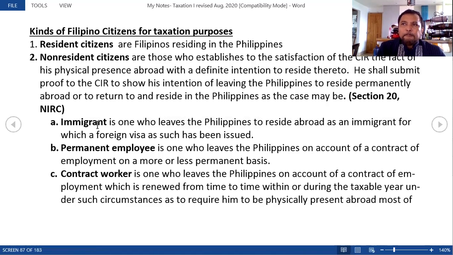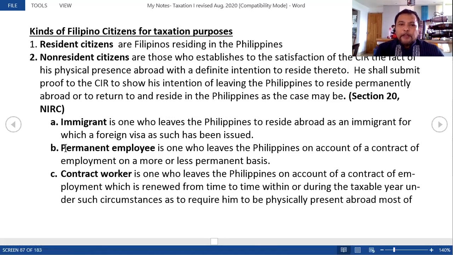Now, we have the double citizenship or dual citizenship. If you are an immigrant in the US, then after residing there for quite a long length of time, you can obtain citizenship. So you become an American citizen. But we have dual citizenship. So at the same time, as long as you do not relinquish your Philippine citizenship, you still remain a Filipino citizen.